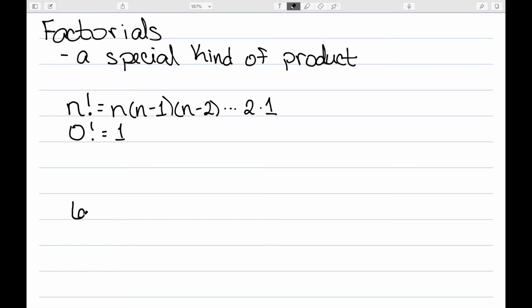So let's look at a quick example of 6 factorial. This would mean 6 times 5 times 4 times 3 times 2 times 1, which is equal to 720. 3 factorial, this would mean 3 times 2 times 1, or 6.